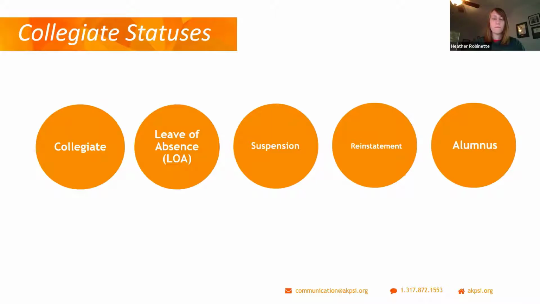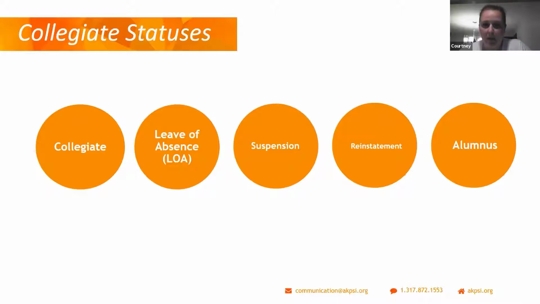And then just to note, leave of absences do expire at the end of each academic term, so individuals who need to apply again would need to apply again to go for another semester. We already went through the suspension, so I'll skip that. And reinstatements. And then I want to go to alumnus.